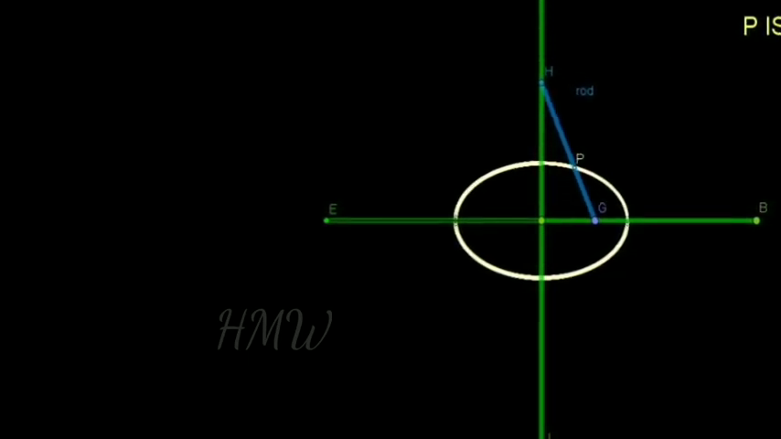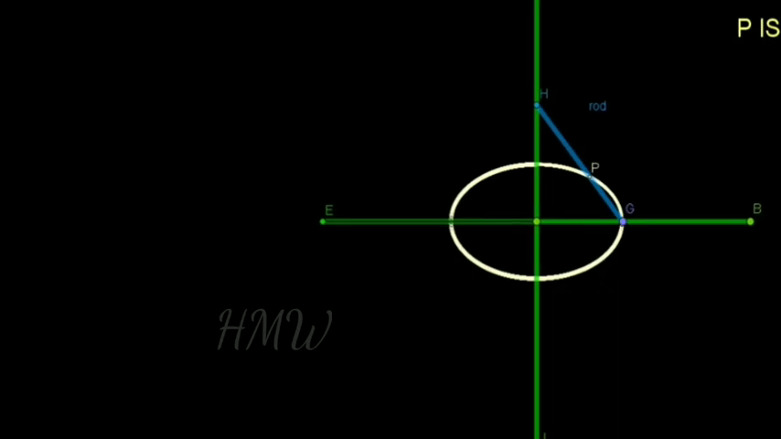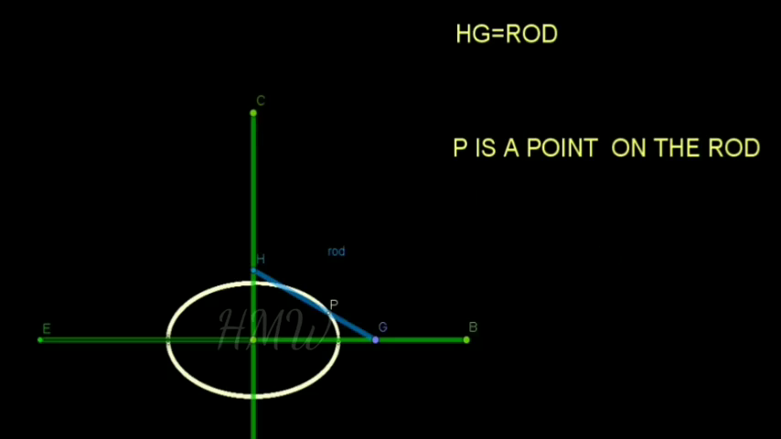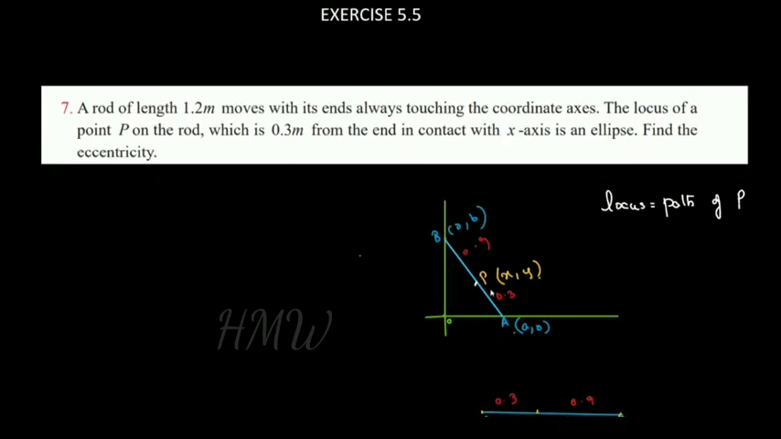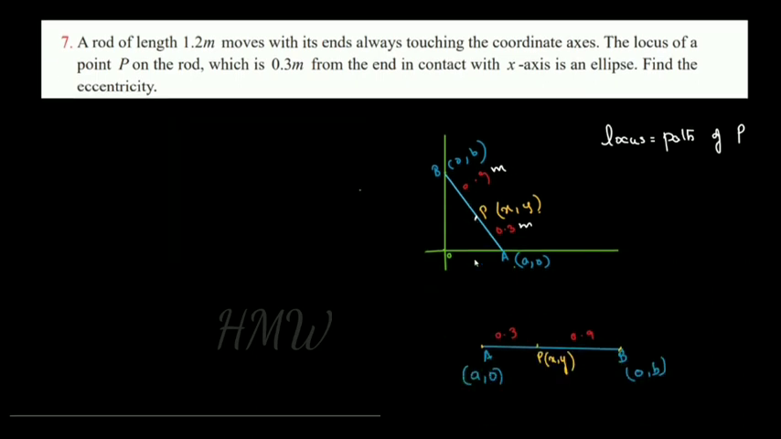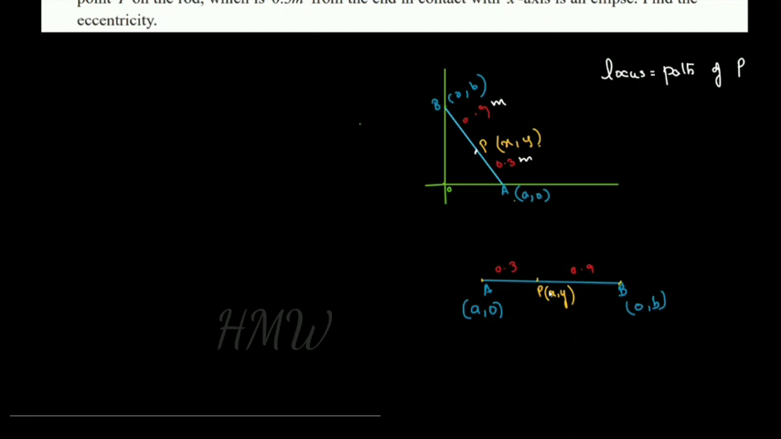So let us now prove analytically, that is mathematically, how this curve is an ellipse. Let us prove mathematically that the path, the locus of this point, the locus means path, the path of the point P is an ellipse. Then we find the eccentricity. Let's take the point P as (x, y), and this distance is given as 0.3 meters and this is 0.9 meters. So let us find the point P using the section formula.